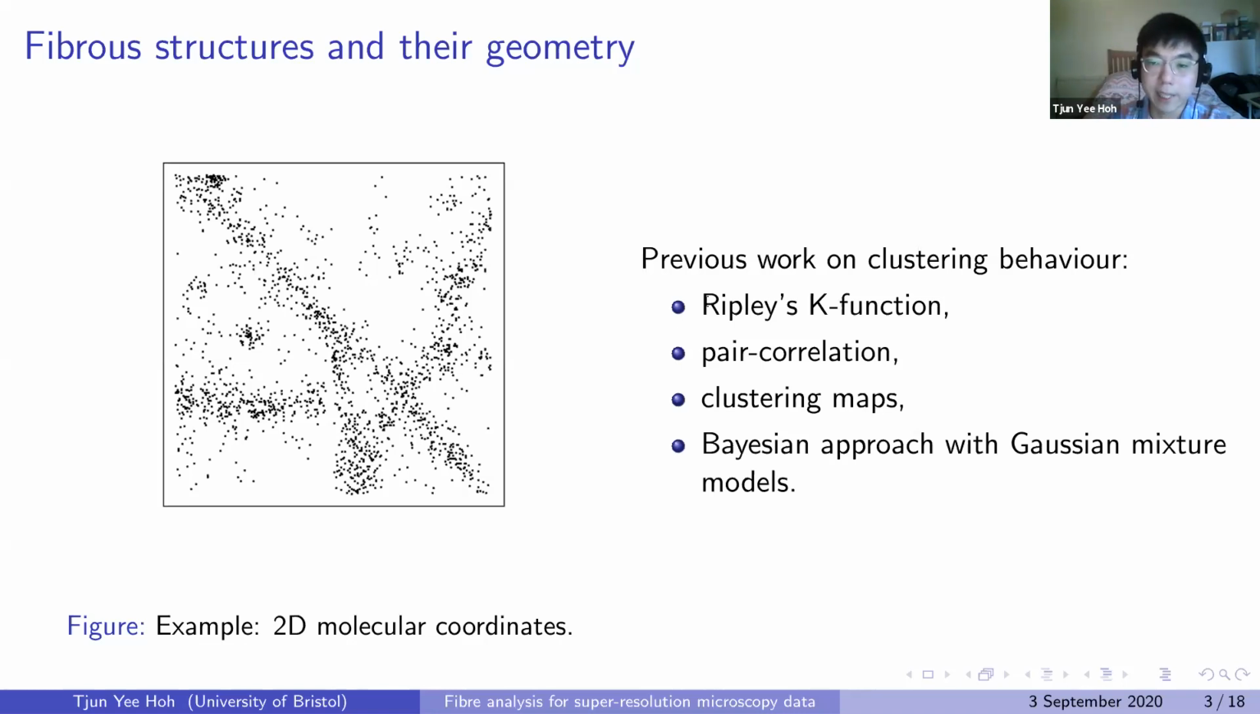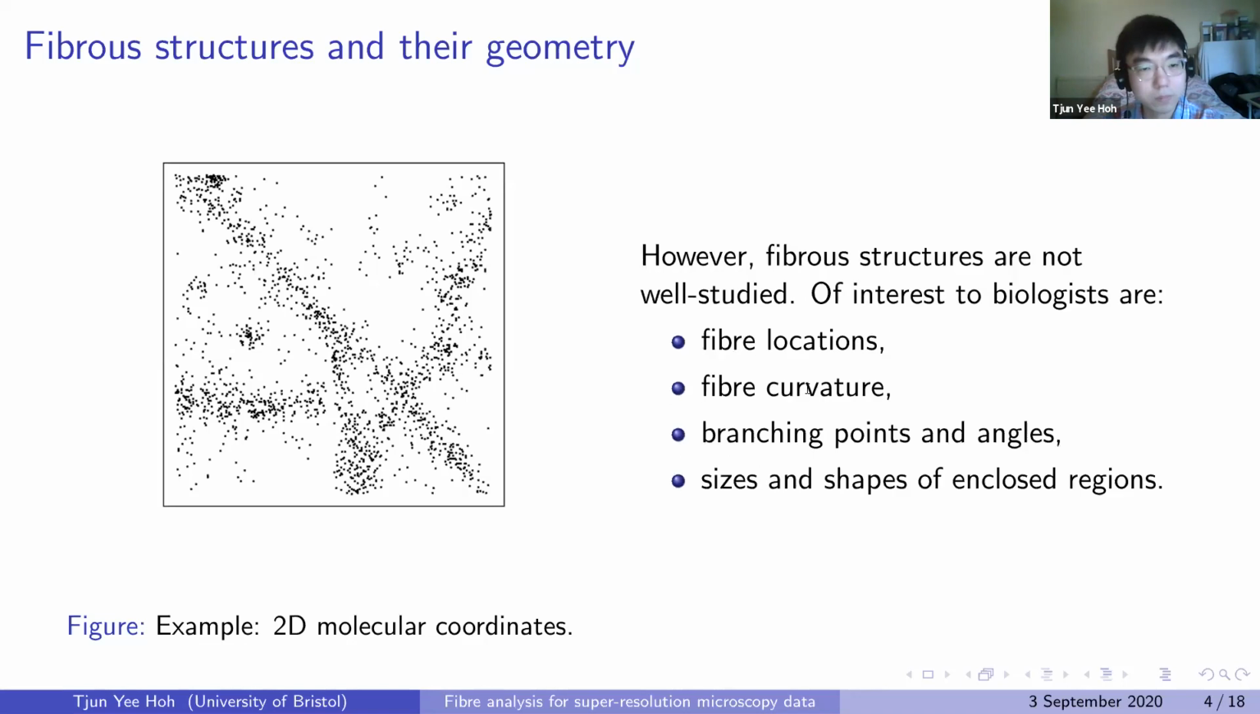So there has been previous work on the clustering behavior of these proteins. They've used Ripley's K function, pair correlation, clustering maps, and a Bayesian approach with Gaussian mixture models as well. So clustering analysis has been relatively well studied. But then the study of fiber structures in this form of data is relatively understudied. So this is what we'll be looking at today.